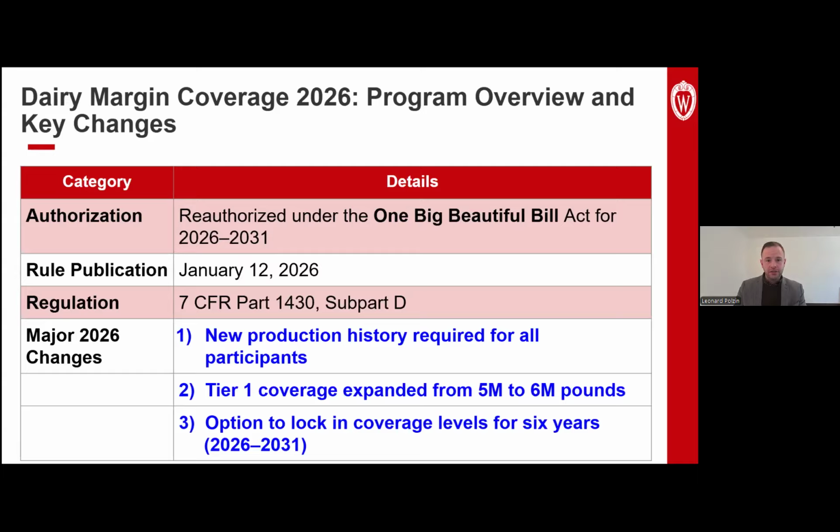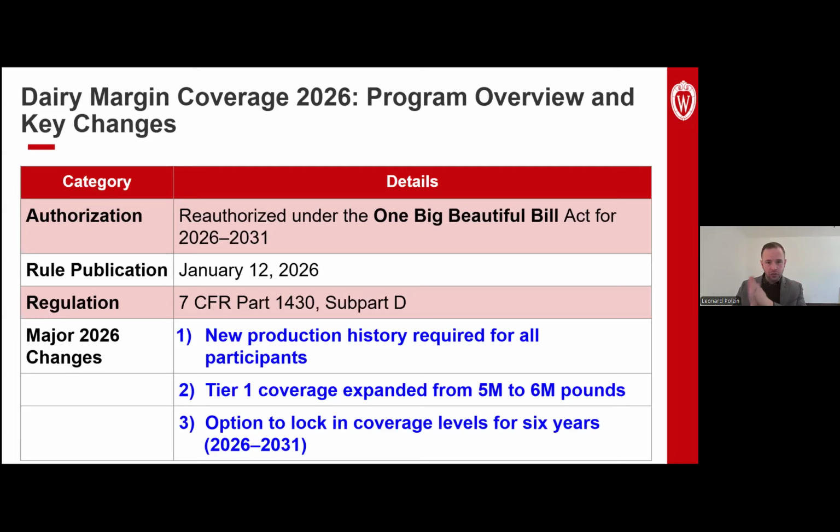So what are the major changes? The first one is production history. We have a new production history requirement for all participants. Before, you could have your base history, and then you could have supplemental coverage, and depending on the year and enrollment period, they'd have all these things. Not the case this year.